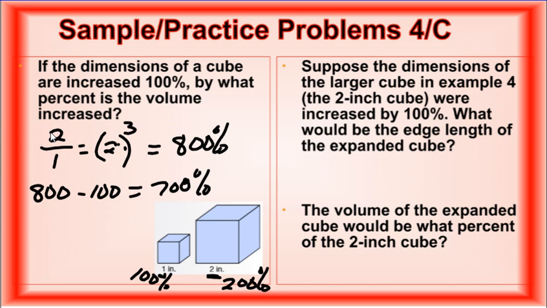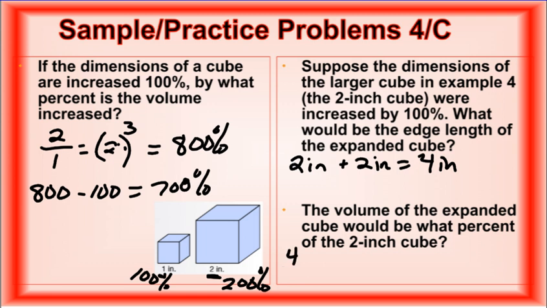The next one, suppose the dimensions of the larger cube in example 4, so the one on the left, were increased by 100%. What would be the edge of the expanded cube? Well, if the original was 2 inches, and you increased it 100%, which really means you're doubling it, so add another 2 inches, that would give you the side length of 4 inches. And then the volume of the expanded cube would be what percent of a 2-inch cube?